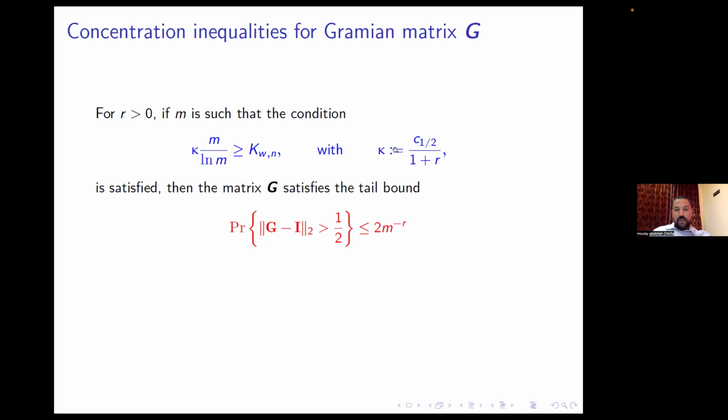Kappa is just a constant, just a number. M over log M larger than some quantity in N is equivalent to M being larger than this quantity up to a logarithmic factor in N. So for example, if this quantity is the best we can get, which is N, we have the sample size related to N equal to N log N times some constant, and we can have good conditioning of the Gramian matrix.